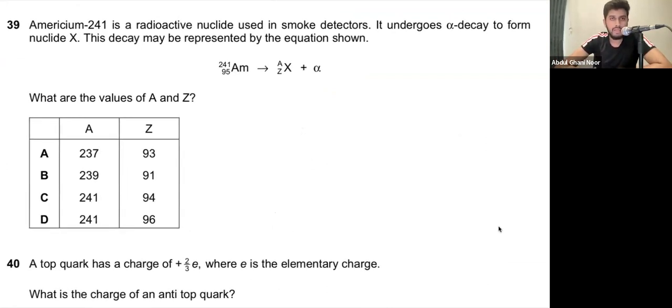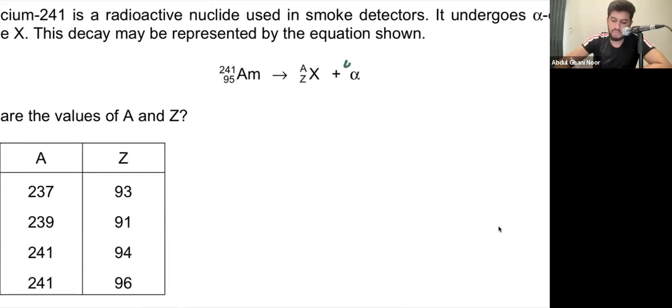Question number 39 says, Americium-241 is a radioactive nuclide used in smoke detectors. It undergoes alpha decay to form nuclide X. The decay may be represented by the equation shown. What are the values of A and Z? So, alpha is 4, 2. Simple question. So, A will be 241 minus 4.